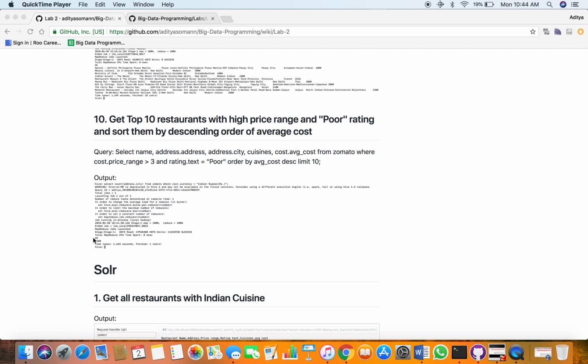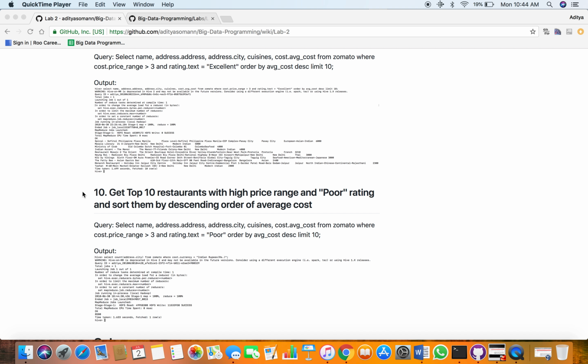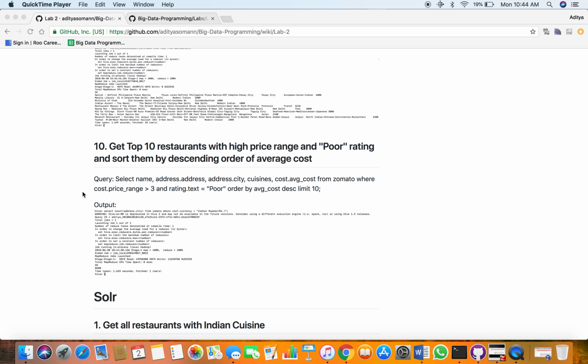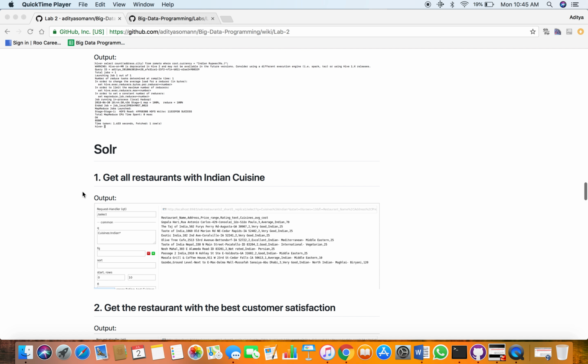The 10th query is to have 10 restaurants which have the highest price range and poor rating and sort them by descending order of average cost. This was the query, and we've limited that to 10, and this is the expected output. These were the 10 queries performed on the Hive table, that is part 1 of our lab. We'll move on to the next part, that is performing all those queries in Solr.